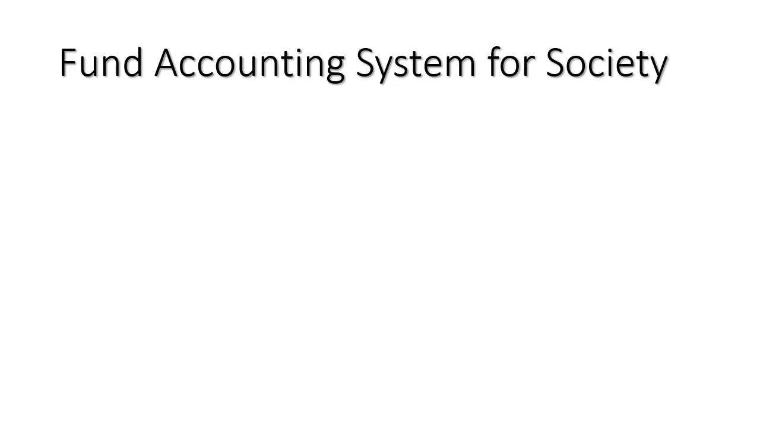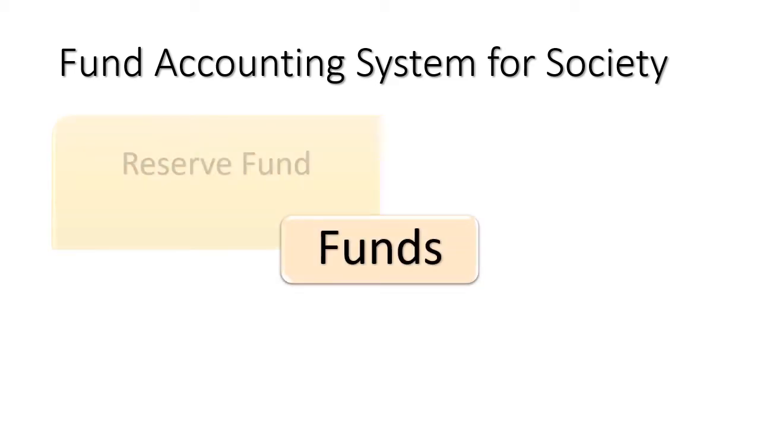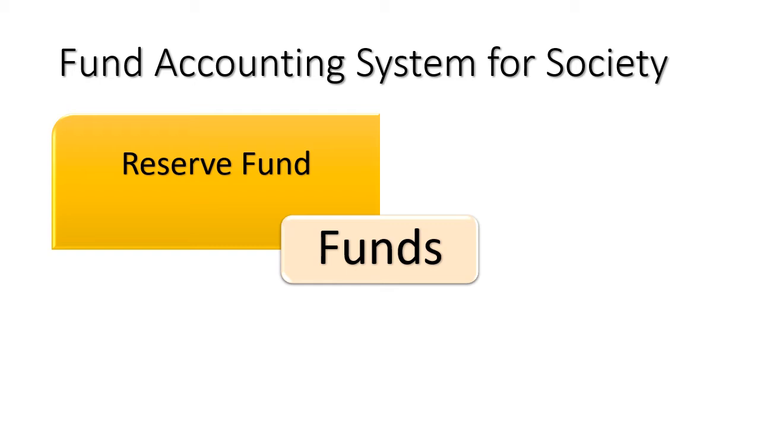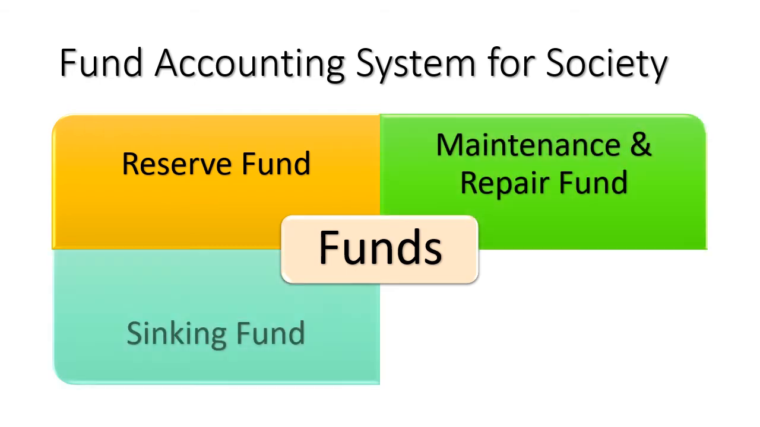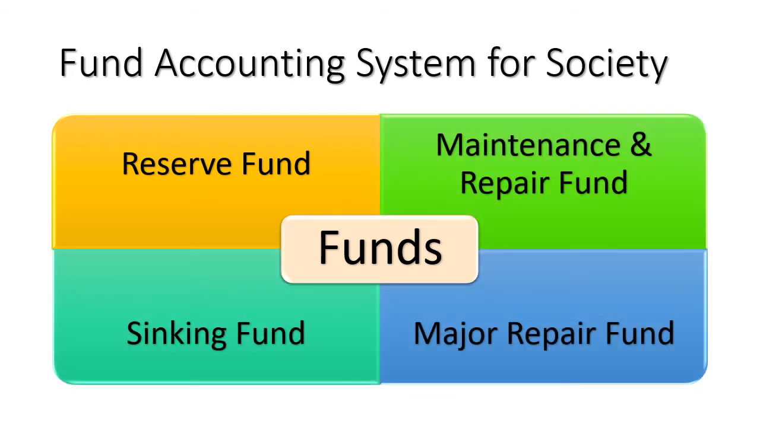Talking about the fund accounting system in the society, all of you must be aware that if you open the book of bylaws, there are different and various funds that have been defined. We have a reserve fund, we have a maintenance and repair fund, we have a sinking fund, and we have a major repair fund. We'll take a quick look at all these four.